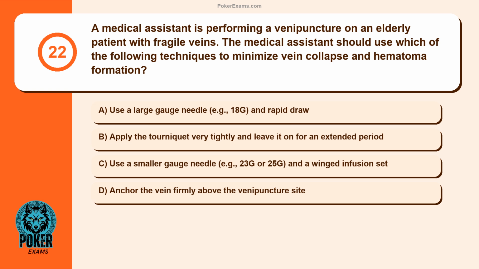Question 22. A medical assistant is performing a venipuncture on an elderly patient with fragile veins. The medical assistant should use which of the following techniques to minimize vein collapse and hematoma formation? Use a large gauge needle, e.g., 18G, and rapid draw. Apply the tourniquet very tightly and leave it on for an extended period. Use a smaller gauge needle, e.g., 23G or 25G, and a winged infusion set. Anchor the vein firmly above the venipuncture site.